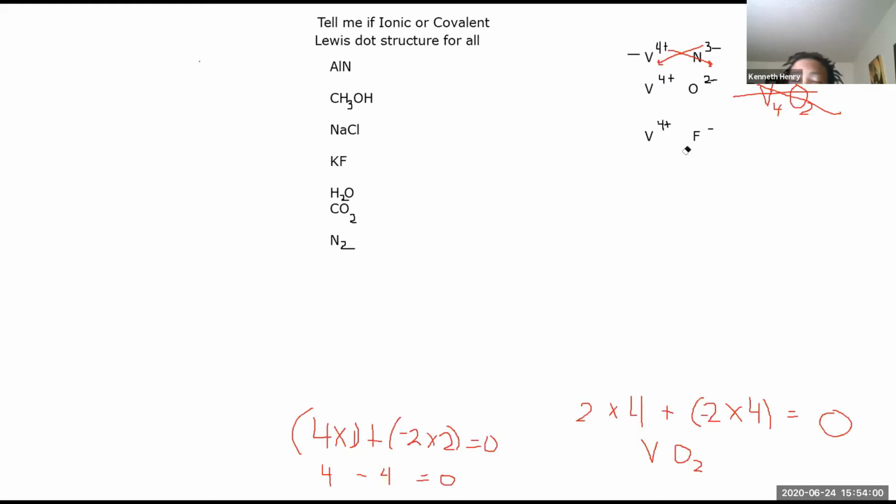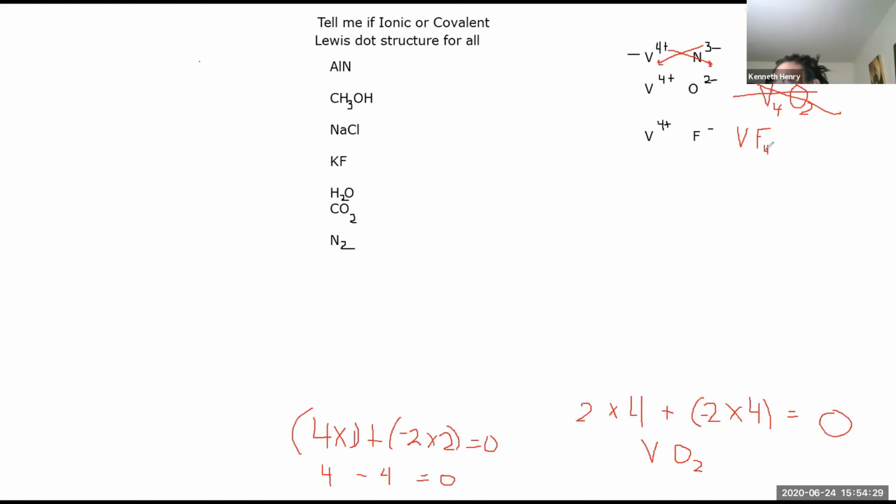Now we're working with fluorine. So what would be my formula in this case? Okay, if you guys don't start answering, I'm gonna start getting upset. You don't like me when I'm upset. What was that? VF4. Okay, why is it VF4? So it balances.